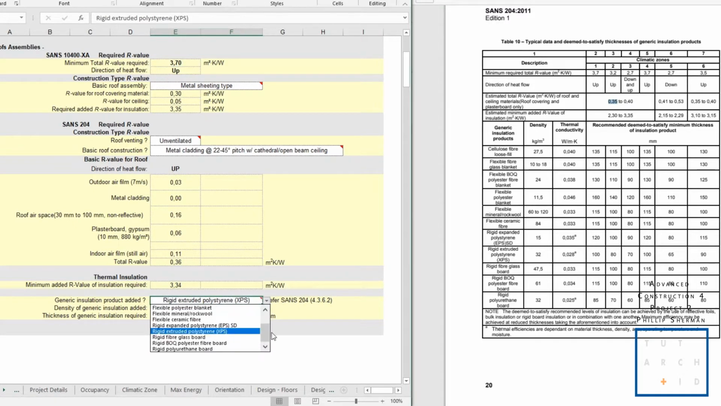I can change this. I can use a rigid board. I only need 85 thick. EPS, I need 120 thick. So the choice is yours in design application when you do retrofitting what insulation board you want to use. But remember, if you decide to use EPS board, your minimum amount has to be 120 millimeters.